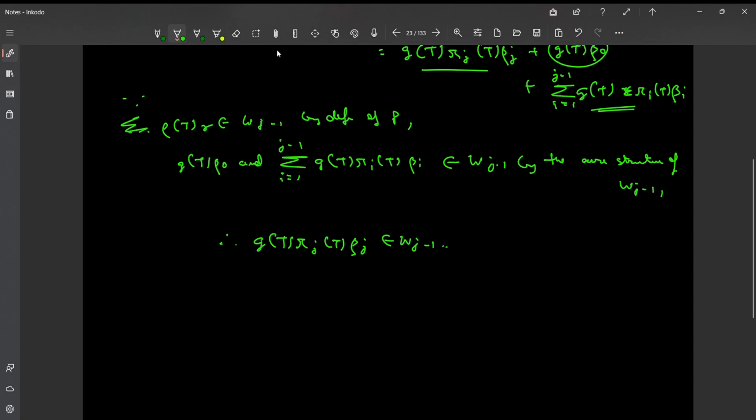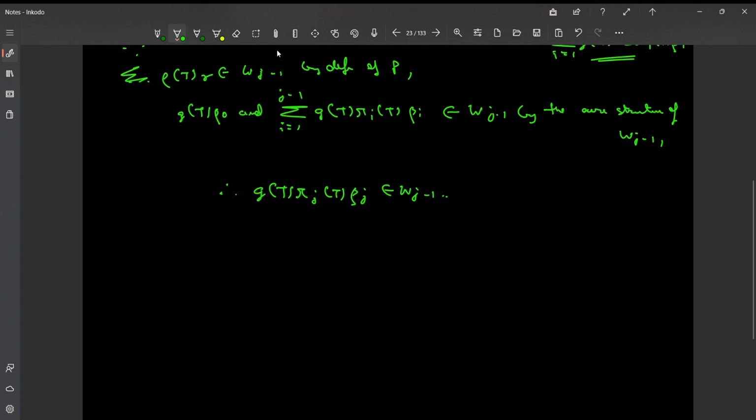What is the T conductor of Wj minus 1? Or rather should I say, what is the T conductor of beta j into Wj minus 1? Suppose that is Pj. What I'm trying to say is that if Pj is the T conductor of beta j into Wj minus 1, right, then Pj will obviously divide this polynomial.